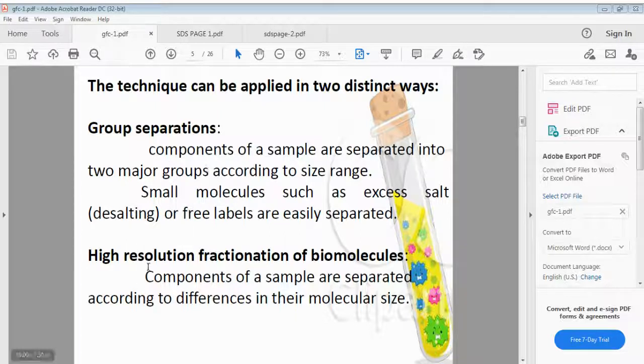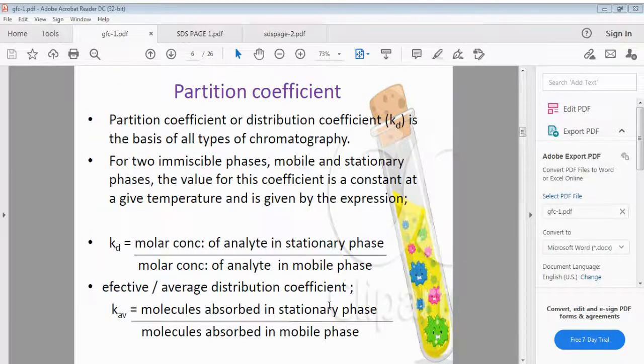Another one is high resolution fractionation of biomolecules. Components of a sample are separated according to the differences in their molecular size. That means not only two molecules, the range will be in between. It can separate molecules of larger size, smaller size, and also molecules of intermediate sizes. So what is the partition coefficient?